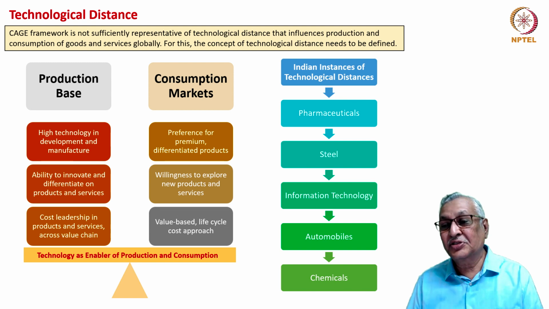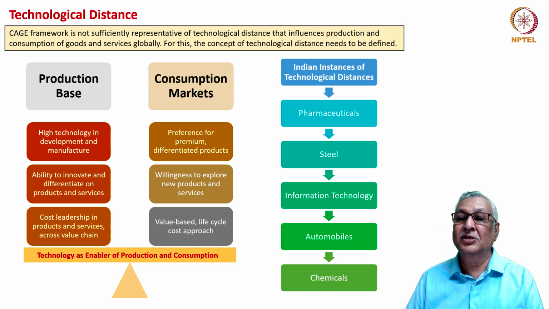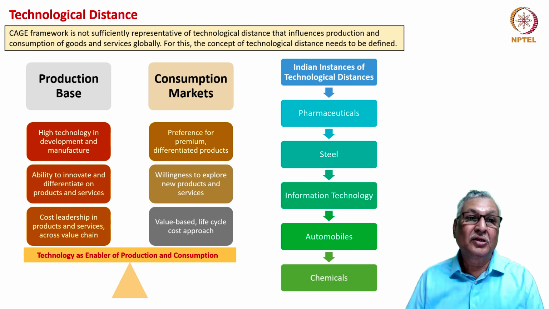If you assess India in respect of the technological distance, the following instances of products come to mind: 1. Pharmaceuticals. 2. Steel. 3. Information technology. 4. Automobiles. 5. Chemicals, to quote a few. The greater the number of products which are supported by technological distance, the greater is the impact of India in the global economic order.